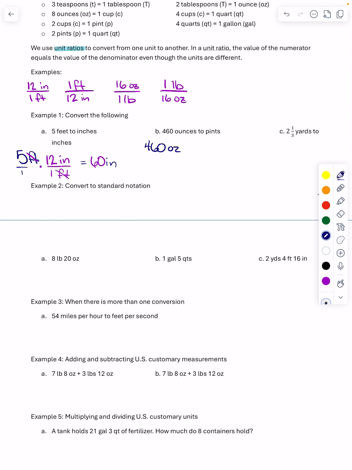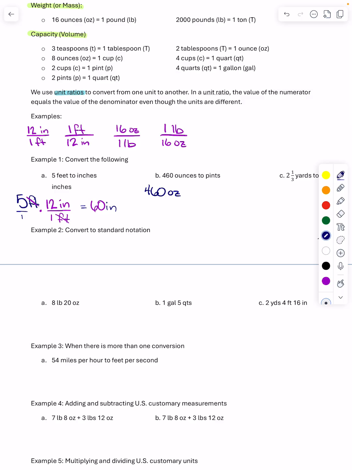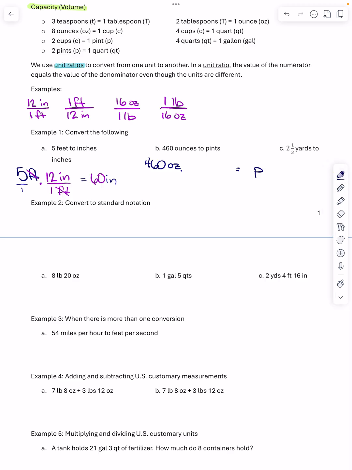So here's my 460 ounces. Notice up here in my tables, I don't have an ounces to pint conversion. So I am going to figure out what I can cancel ounces with. So I have got a relationship between, I'm going to use this one right here. 8 ounces is 1 cup. I want to cancel ounces, so my ounces has to be in the denominator. 8 ounces is 1 cup, so there's my first conversion. I now have 460 divided by 8, which gives me an answer in cups.